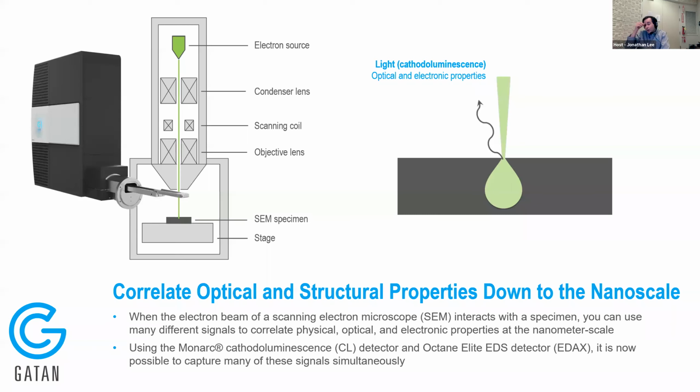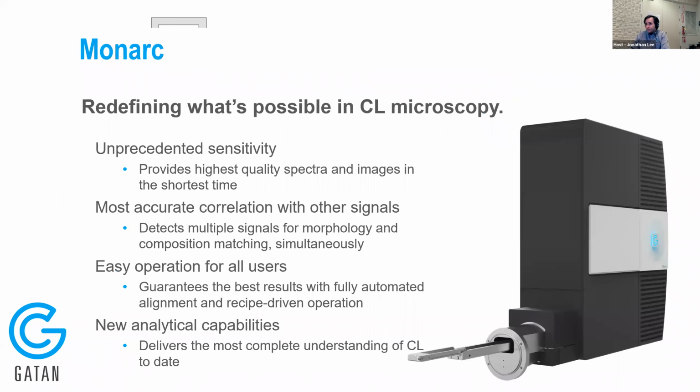Now the way we acquire that information is by bolting on a CL detector onto the side of the chamber, as you can see on the schematic here. I have a Monarc from Gatan, our CL product, attached there, but this is generalizable to any CL system. Essentially what happens is a parabolic mirror is put into the beam's path, and the mirror has an aperture in it such that the beam can pass through, and then the light that's emitted from the sample is coupled back into our CL tool.